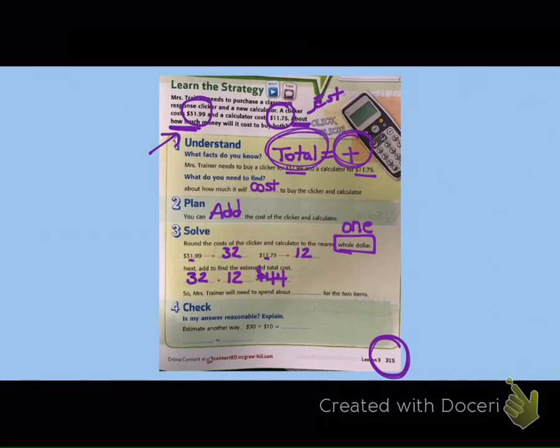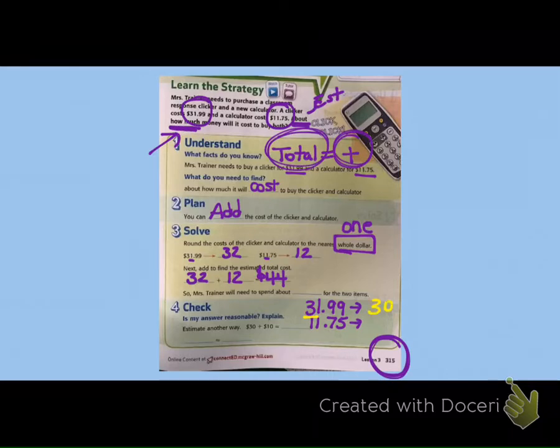Estimate another way. Well, instead of rounding to the nearest whole dollar, what if we rounded to the nearest $10? So let me go ahead and write that over here. So we have $31.99 and we have $11.75. So if we rounded that to the tens column, go ahead and get yellow here. So if we rounded this to the tens column instead of the ones column, that would be 30, and this would be 10, for a total of 40.